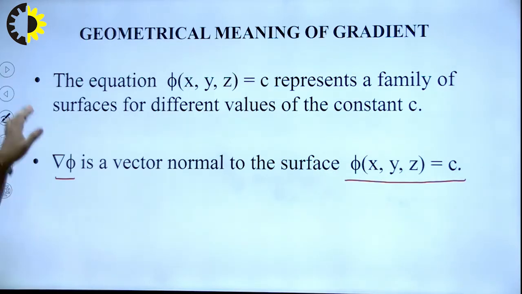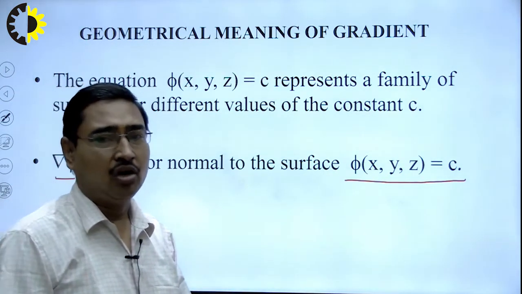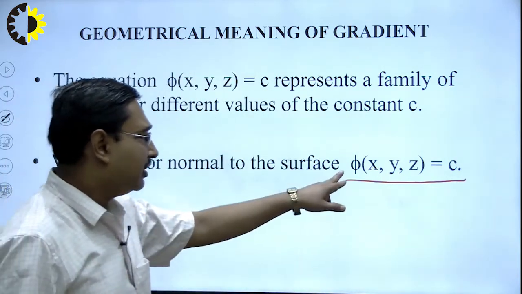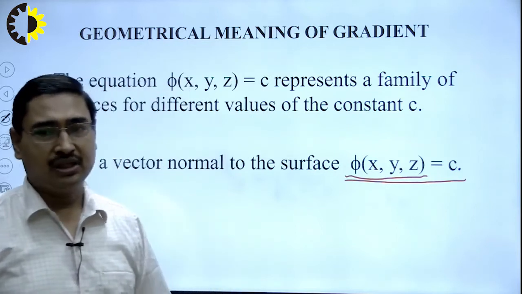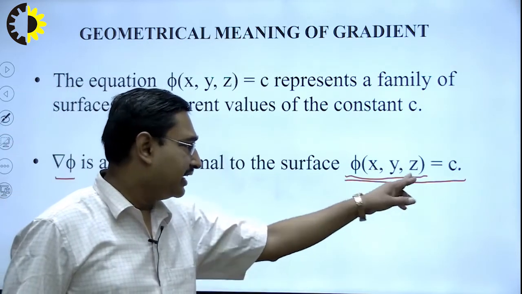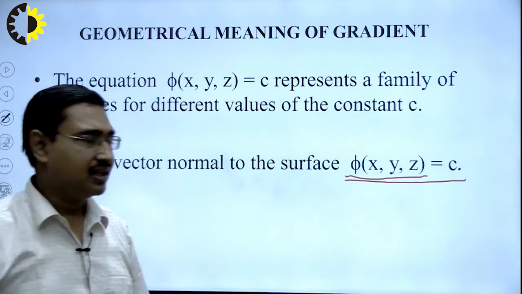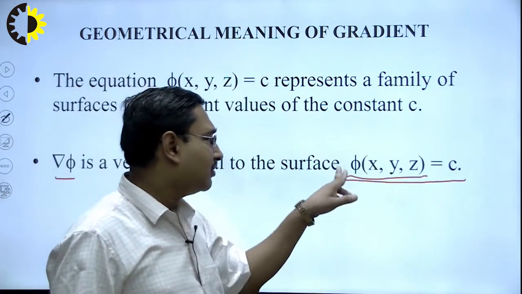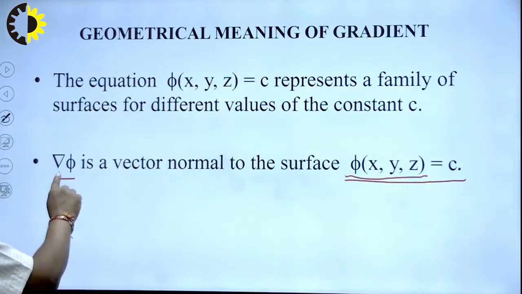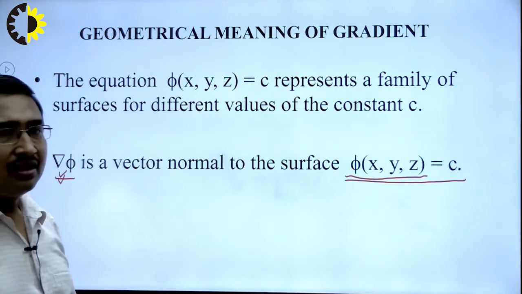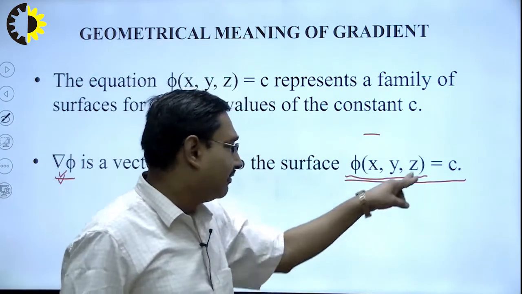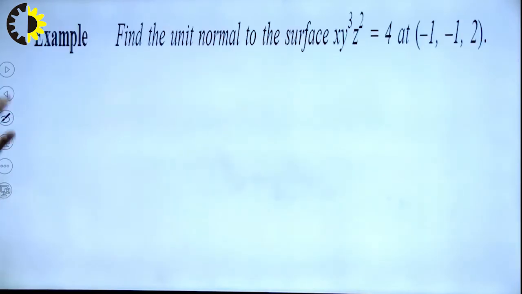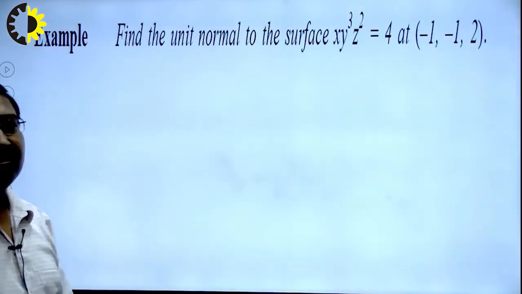Means whenever we want to find normal vector to a given surface, we shall express the surface in the form phi x y z equal to c. The terms involving x, y and z will be shifted on left hand side. The terms with constant may be written on right hand side, and this term phi will be used to calculate grad phi. The vector so obtained will be normal vector for this surface for any point x, y, z. We shall see it with the help of an example now.